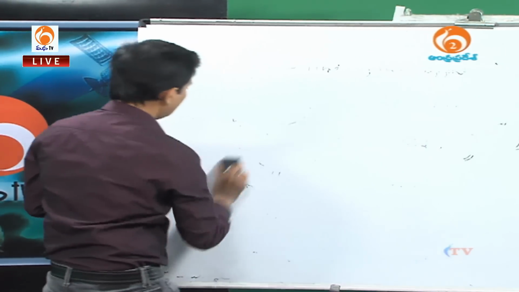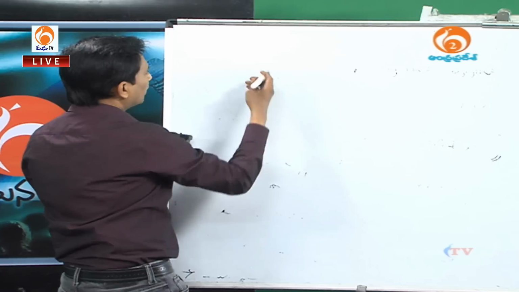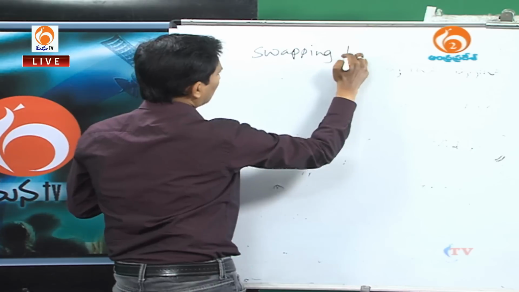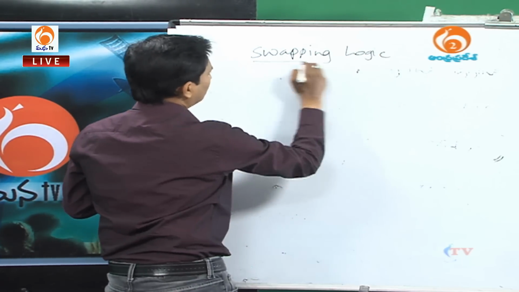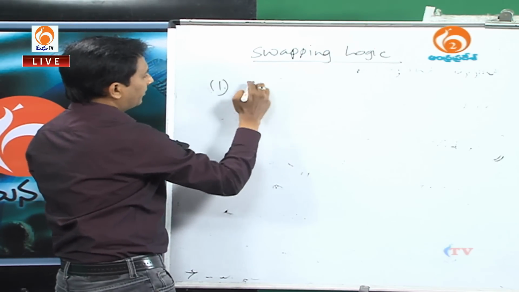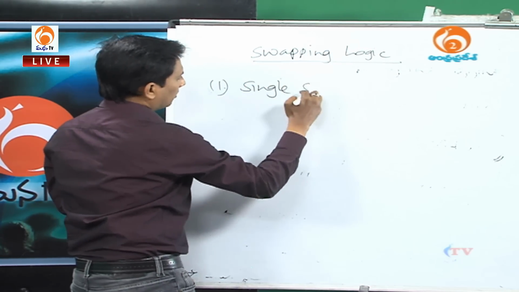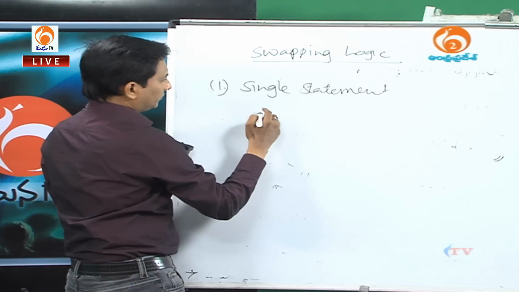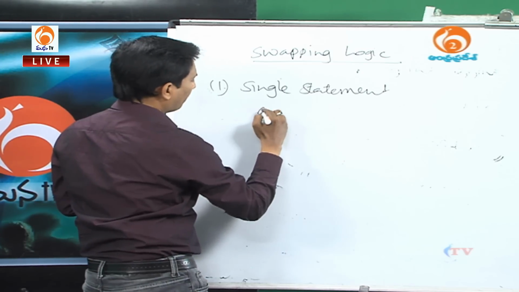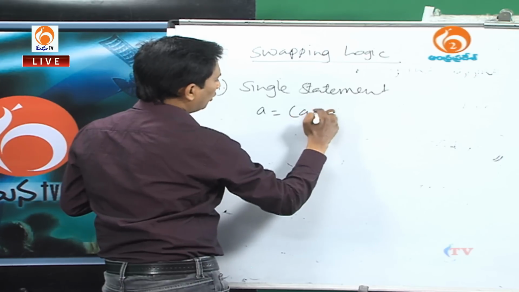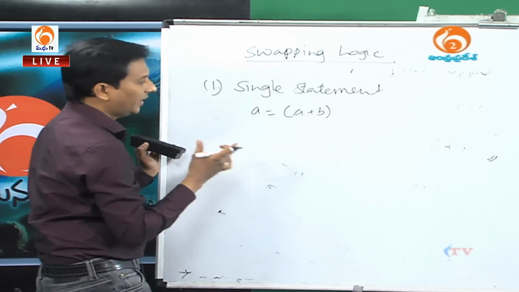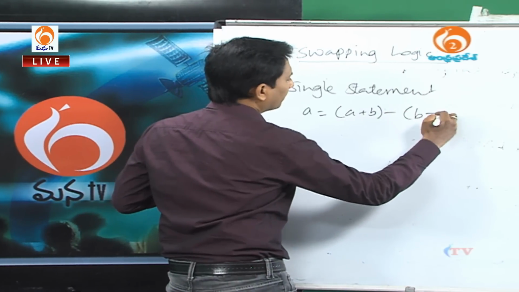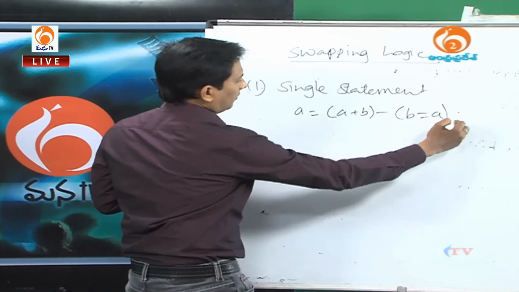Single statement swapping logic: A is equal to A plus B. You have to take two variables. Then B equals A minus B. This is the logic.